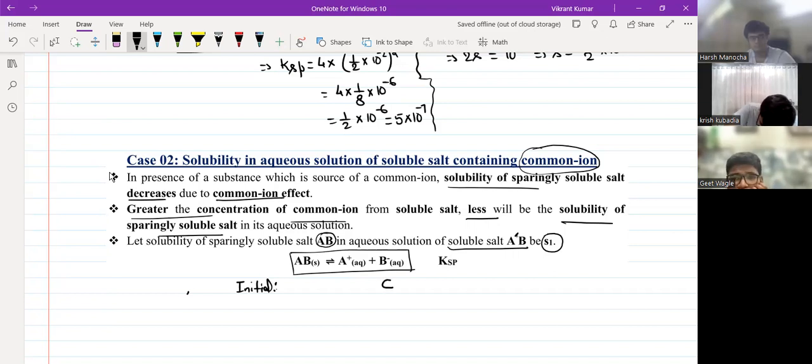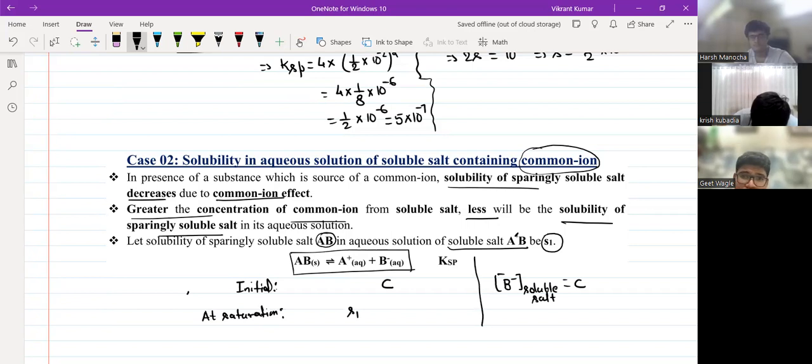Let that concentration was C. What we are saying, concentration of common ion from soluble salt, we have assumed that to be C in this case. Okay. Now after knowing that, at saturation, let its solubility is S1. So formation of A plus will be S1, but this will total be S1 plus C.